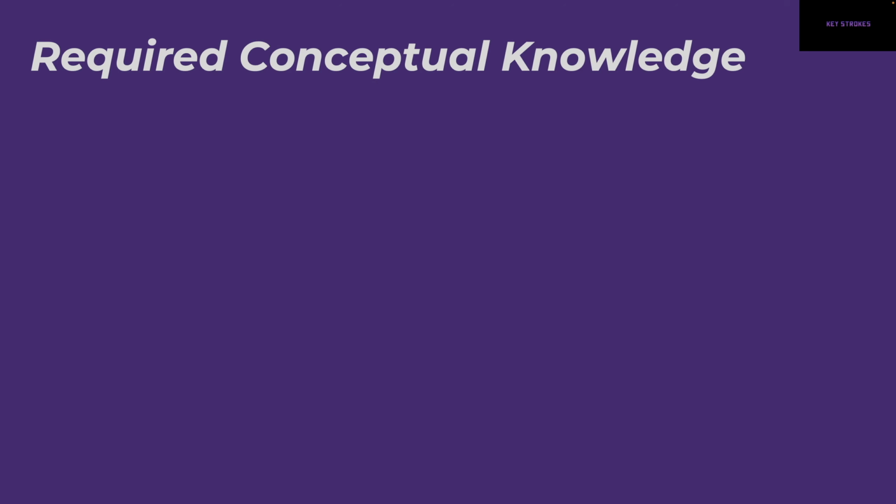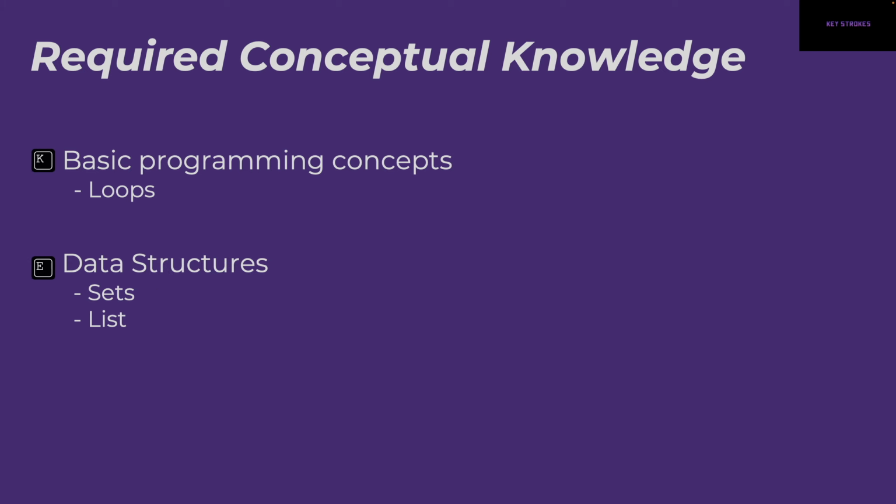Next, let's see what concepts you need to know to solve this problem. The first one is loops. Because you're given an input array, we need to have a loop to iterate through it. Then as for data structures, we need to know lists and sets. We'll use a list as a return data type, so you just need to know the basics of it. And we'll use sets to maintain a unique set of triplets. And I forgot to mention, you also need to know the basics of arrays. And in this case, it's how to access an array element.